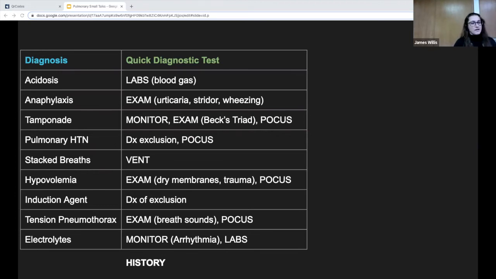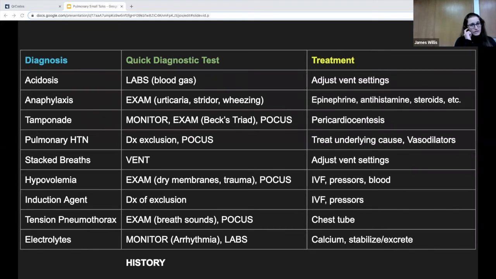Hypovolemia: look at their exam, whether they look very dry, they look septic, or there are traumatic injuries involved. You can do ultrasound, doing a FAST exam, or taking a glimpse at their IVC. Then certain induction agents can cause hypotension, as well as tension pneumothorax and electrolytes. And really quickly, these are just some of the quick temporizing measures you could do, and we'll briefly go into it: whether you're adjusting the vent settings, giving direct treatment, performing procedures, or just giving fluids and or pressors or blood products.